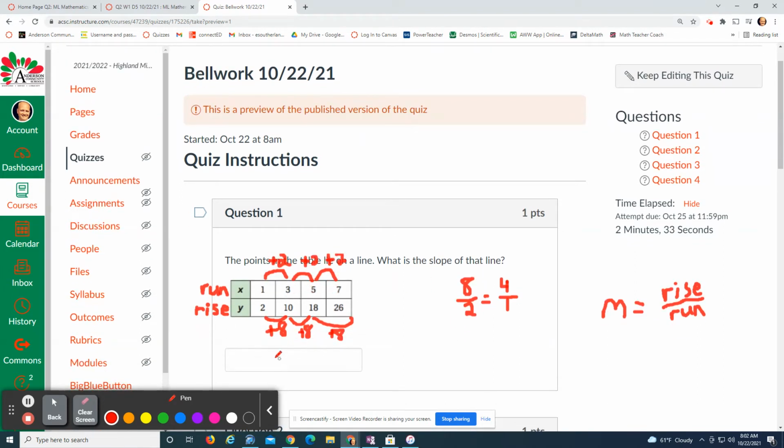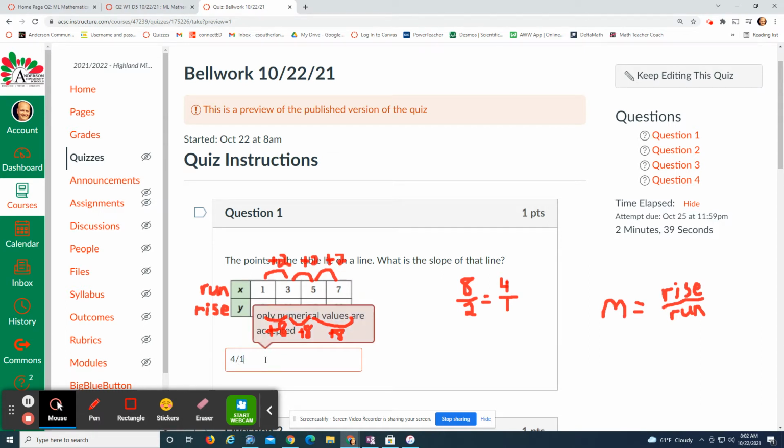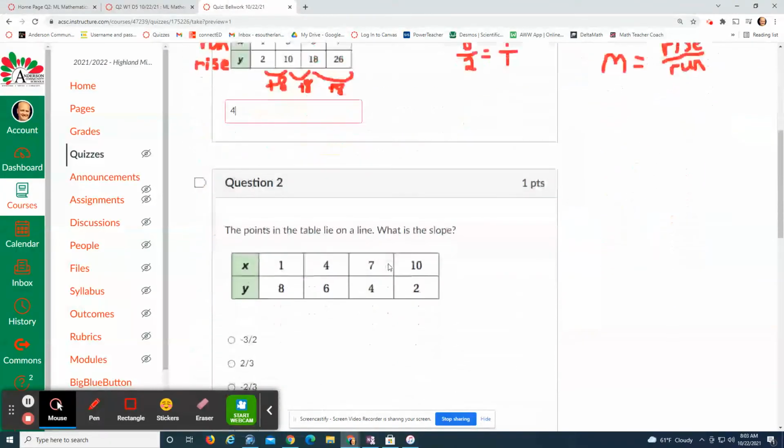So right here in this box, you're going to type in 4 over 1. Now, it says only numerical values are accepted. What is 4 over 1? Just the number 4. So you can type in 4. On your quiz, you can type in 4 over 1. I've changed it. But on this particular one, it only lets you type in 4 over 1.